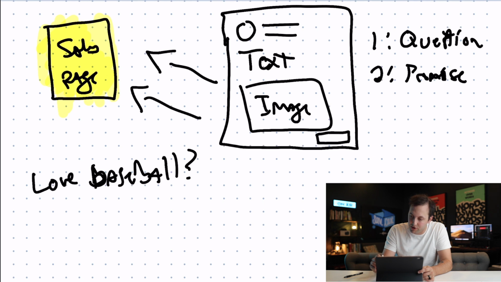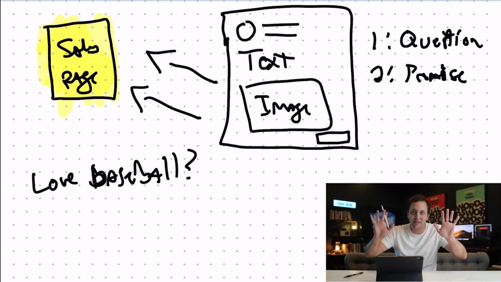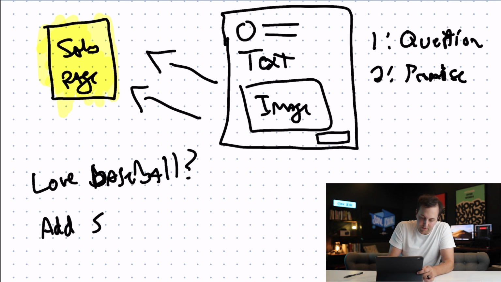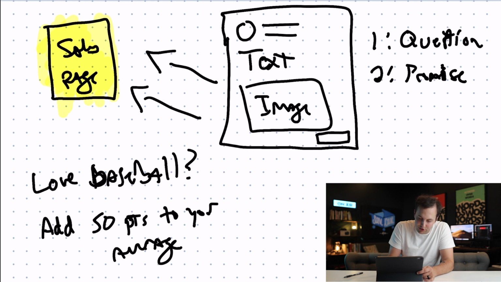I'm so sorry, again, the handwriting is going to be bad. I am already not a great handwriting person, and my iPad is up like this, even worse. Make a promise, okay? Love baseball. How would you love to add 50 points to your batting average? And again, in baseball circles, that's going to resonate big time.